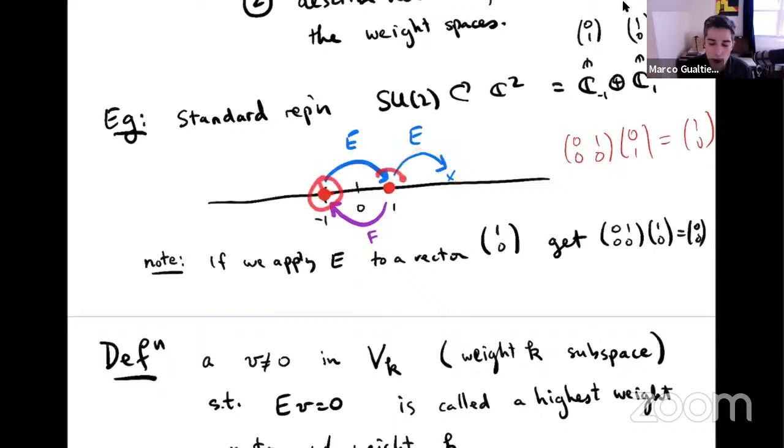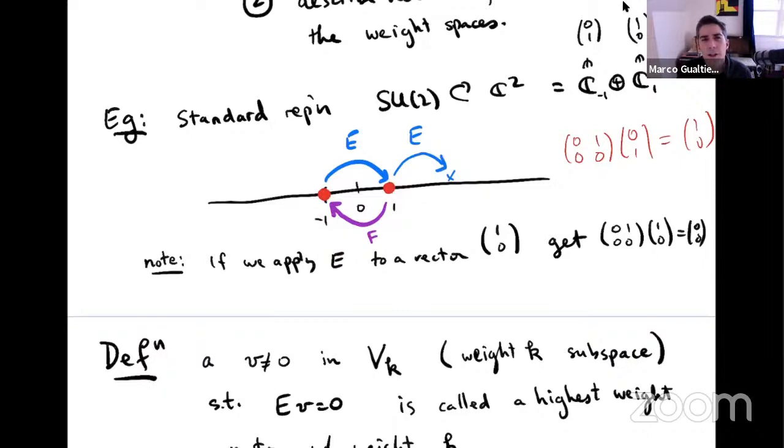We already have two dimensions here of weights -1 and +1. There can't possibly be anything in weight 2 because the total dimension is 2. It's C2, so we've run out. It's no surprise that if we apply E again, we'll get 0. Similarly, F takes this to this, and if we apply F again, we get 0. So this picture tells you everything you need to know about the standard representation of SU2.